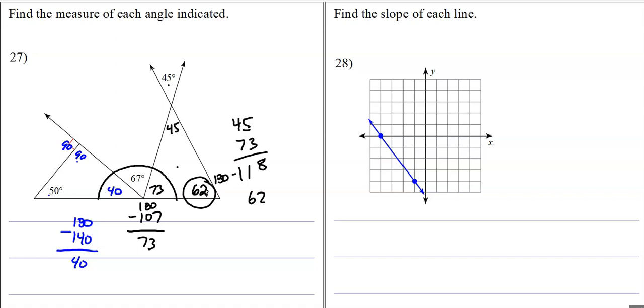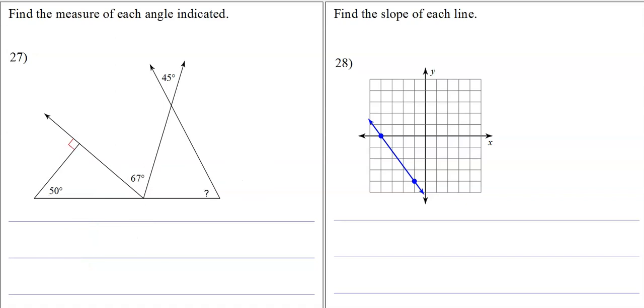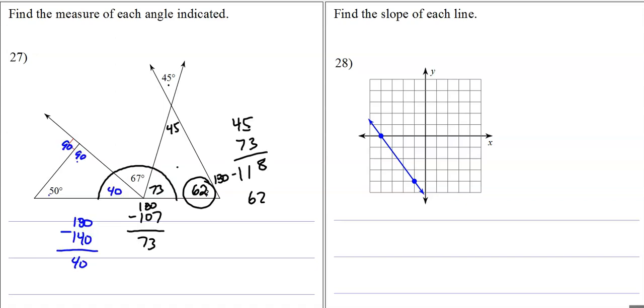All right, 28. Moving into chapter 3, moving into some slope things going on here. The first thing I need to understand, especially if it's multiple choice, is that if you're going up from left to right, you have a positive slope. If you're going down from left to right, it's a negative slope. If you're flat, it's 0. And if you're straight up and down, it's undefined, or you have no slope. So those are kind of like your little cheat sheet.